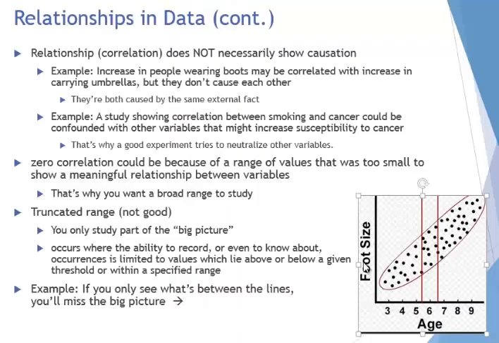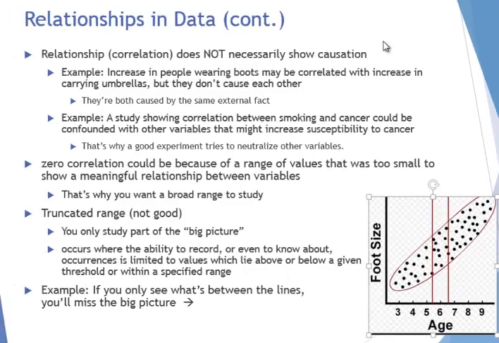When I look at the whole thing, which is over here, I can clearly see a relationship, but when I look at just what's in between over here, I took too small a snapshot and I may conclude that there's no correlation when there really is correlation. I'm just not looking at the range very well. In other words, I'll miss the big picture if I only look at what's in between the lines and not the whole picture. So that's why a truncated range, which is a small range, is not good. You want to try to study things in as broad a range as possible.